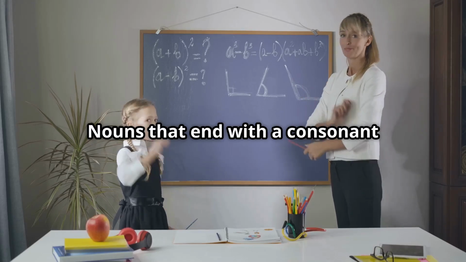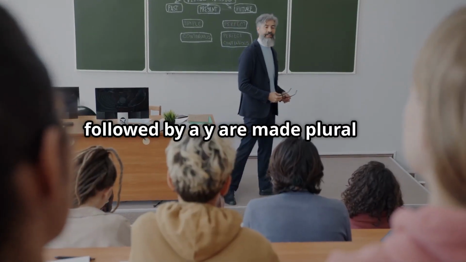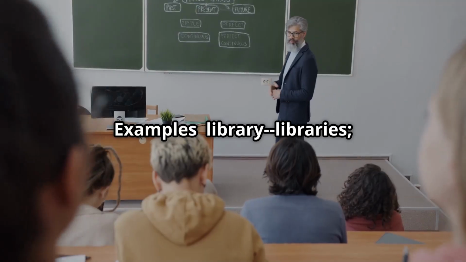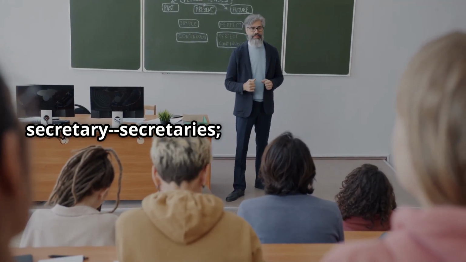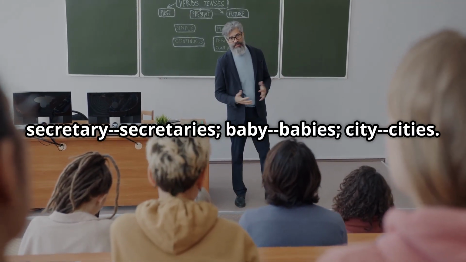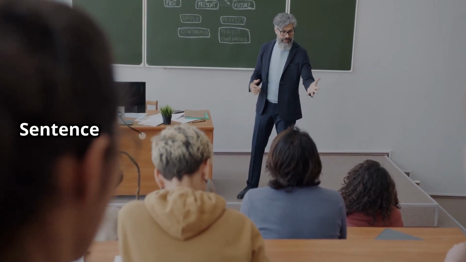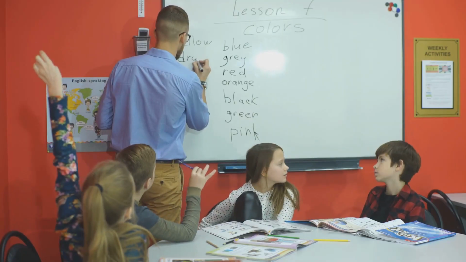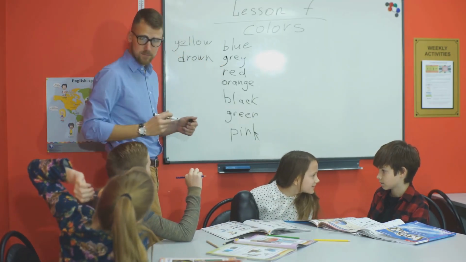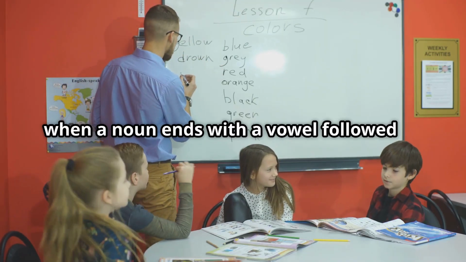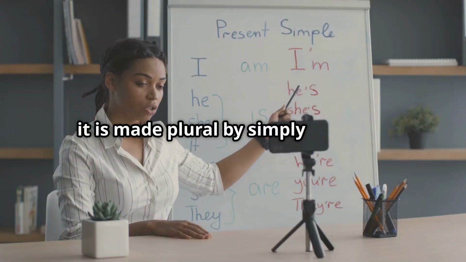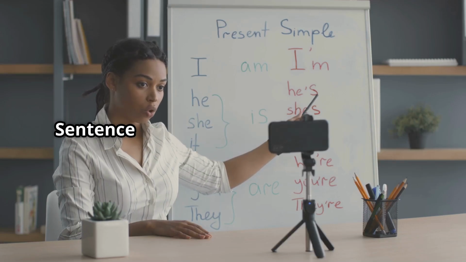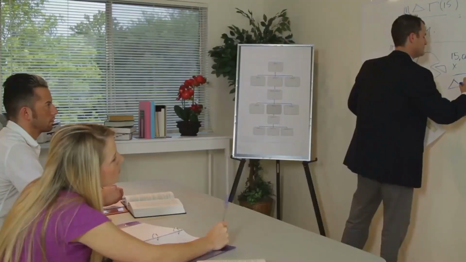Nouns that end with a consonant followed by y are made plural by changing the y to i and adding es. Examples: library, libraries; secretary, secretaries; baby, babies; city, cities. Sentence: Most cities have several good libraries. However, when a noun ends with a vowel followed by a y, it is made plural by simply adding s. Examples: journey, journeys; key, keys; toy, toys. Sentence: He has 9 keys in his pocket.